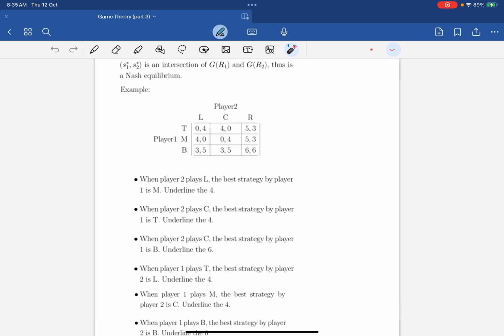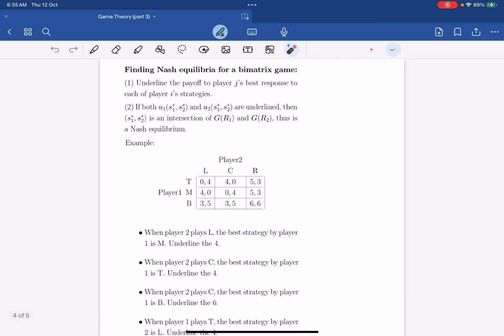So now we'll take a look at how to find the Nash equilibrium, and it is quite simple actually. The process is very straightforward. For each strategy, let's say player 1 chooses T, then you just underline player 2's best response. So in this case, it's 4, 0, 3, so you underline L, which is 4. For M, it's 0, 4, 3, so you underline this. And for B it's 5, 5, 6, so you underline the last one. So it's this, and this.